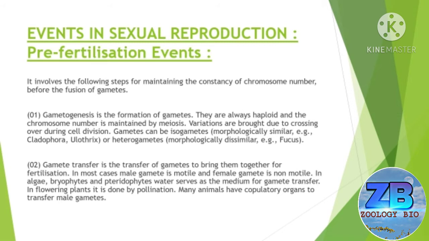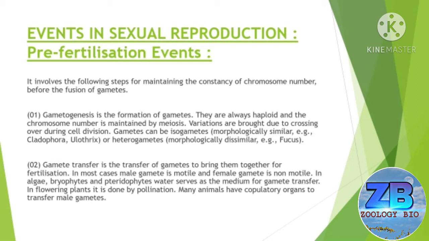Now the events in sexual reproduction, pre-fertilization events. It involves the following steps for maintaining the constancy of chromosome number before the fusion of gametes. The first one is gametogenesis, the formation of gametes. They are always haploid, and the chromosome number is maintained by meiosis. Variations are brought about due to crossing over during cell division. Gametes can be isogametes, morphologically similar, for example Cladophora, Ulothrix, or heterogametes, morphologically dissimilar, for example Fucus.